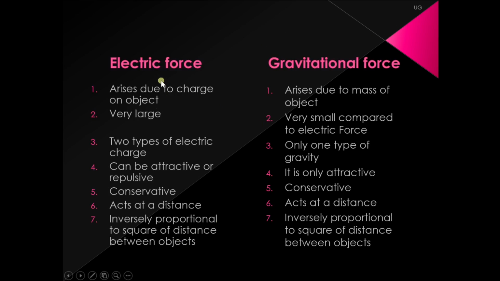Let us see the difference between electric force and gravitational force. Electric force arises due to charge on an object. Gravitational force arises due to mass of an object. Electric force is very large as compared to gravitational force. There are two types of electric charge, but there is only one type of gravity, because it is only attractive. The gravitational force is only an attractive type of force. Electric force can be attractive or repulsive.